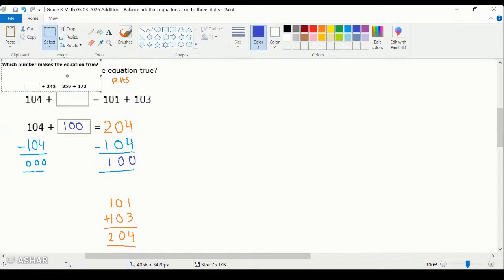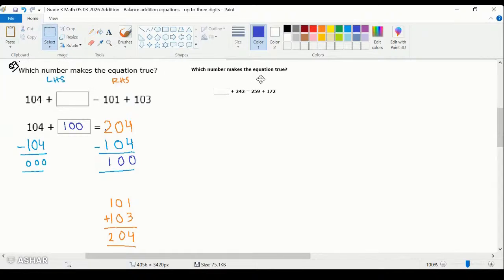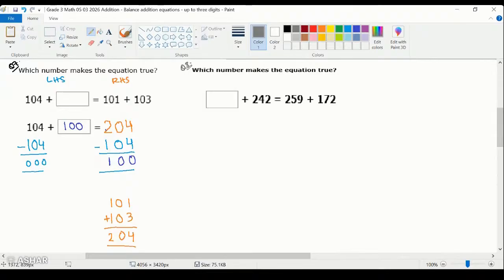Let's see the next question, question number 8. They're saying in question number 8 we have a missing number plus 242 should be equals to 259 plus 172. So we can say this is the right hand side and this was the left hand side. Left and right. Yes, Hyper. So both the numbers are given on the right side. Let's add both the numbers together.